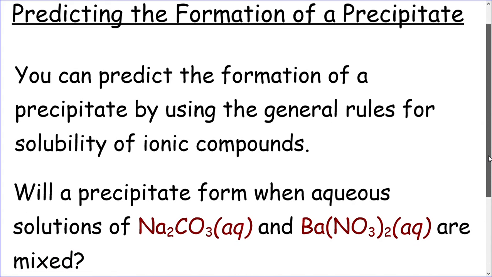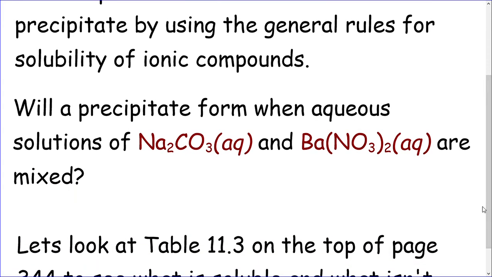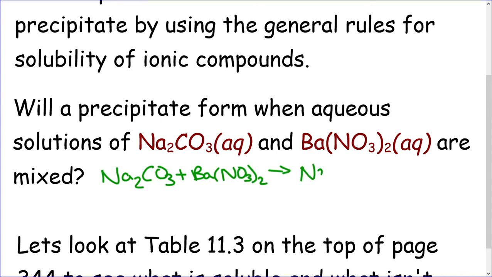So we have Na2CO3 and BaNO3 too. And we need to figure out, is this going to separate out? Am I going to get a precipitate? So Na2CO3 plus BaNO3. Well, if this were to go through a double displacement reaction, then it would really have to look like this: NaNO3 plus BaCO3.